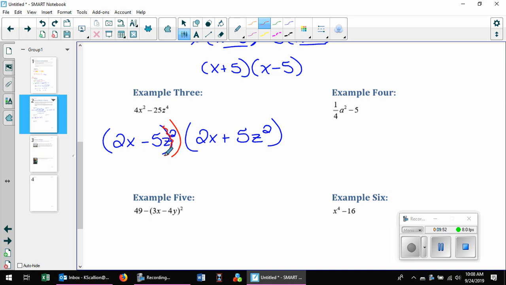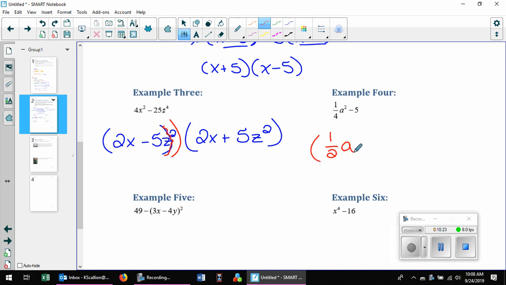Okay, example 4. Is the front a perfect square? Yes, it is. Is the back a perfect square? No. You can still do it. How did you guys decide 25 was a perfect square? So the factors are the same, right? And we know that 5 squared is 25. Watch this. This is amazing.